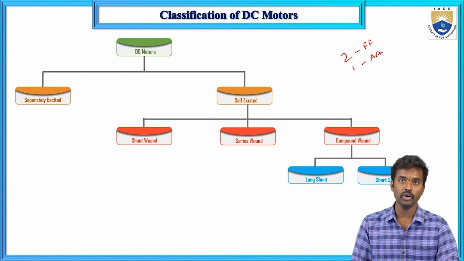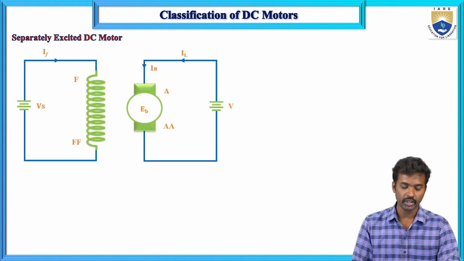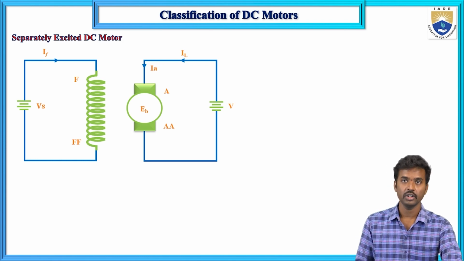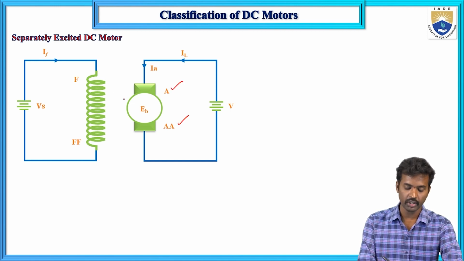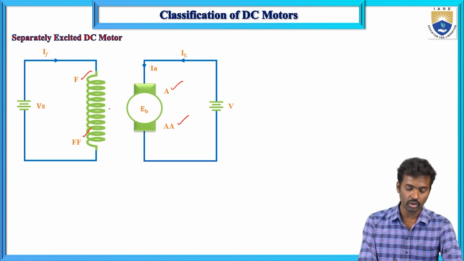Now let us explain separately excited DC motor. Separately excited DC motor means armature winding and field winding have no connection. If there is a connection, that means a self-excited DC motor. Now here A is the armature winding and F is the field winding. Is there any connection? There is no connection between the armature winding and field winding. Because of that reason, it is separately excited.